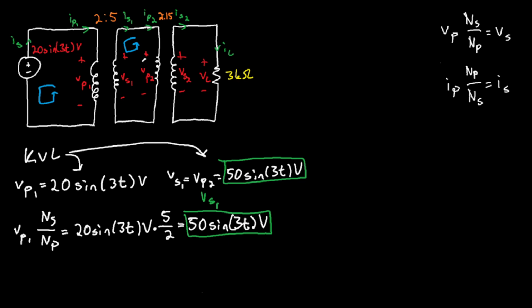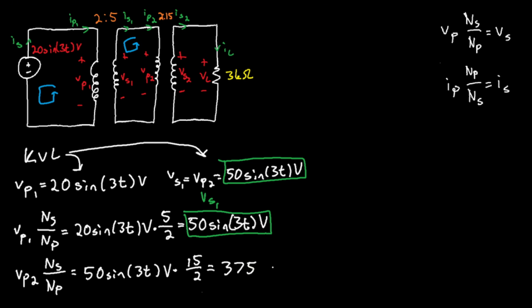Now that we have that, we can use the transformer formula again to solve for Vs of 2. So Vp of 2 times Ns over Np is equal to 50 sine of 3t volts times N of S over N of P, which is 15 over 2. If you plug it into the calculator, you get 375 sine of 3t volts for Vs of 2. Put that in a green box.